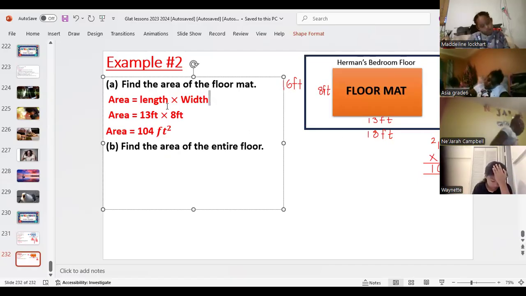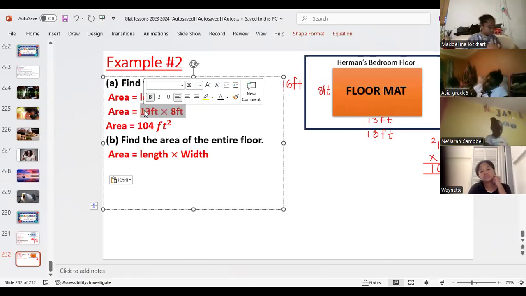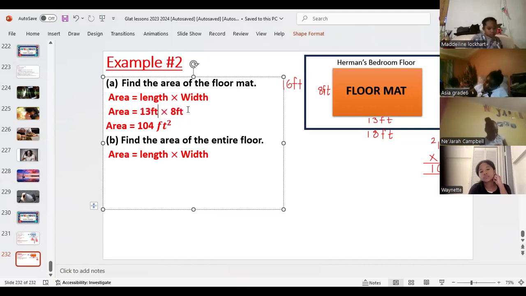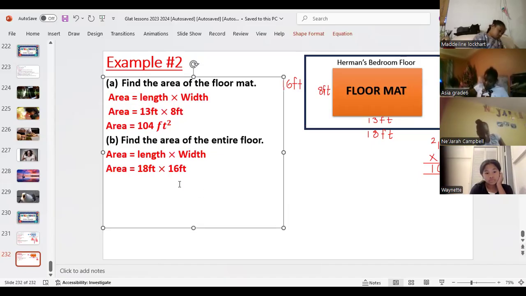And so we know that area is length times width. So we're going to do 18 feet multiplied by 16 feet. So we have area is going to be 18 feet multiplied by 16 feet. Let's see, 18 feet and 16 feet. You already multiply them.